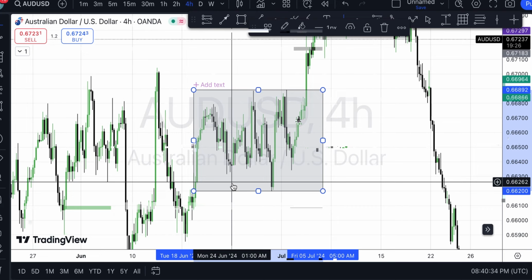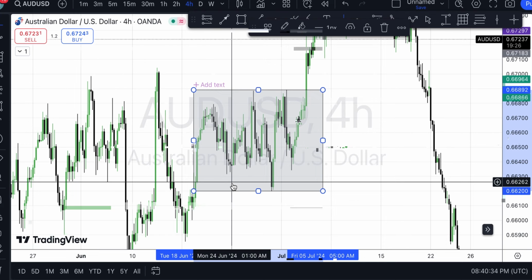So number two, which is role reversal. Once a support level is breached, it can become a resistance level. Similarly, once a resistance level is broken, it can turn into a support level. So in a nutshell, a broken support becomes a resistance, while a broken resistance becomes a support.